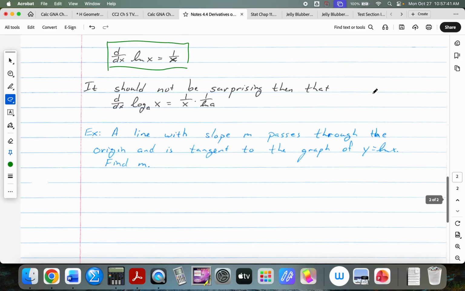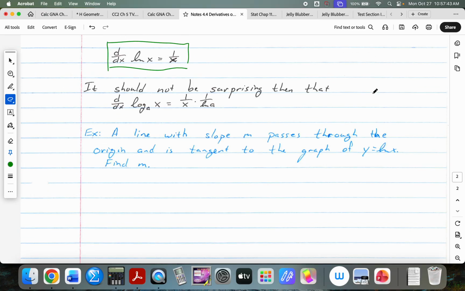And then I say it should not be surprising that the derivative with respect to x of the log base a of x is 1 over x times the natural log of a. And I have students who go, why is that not surprising? Well, it's because log base a of x is equal to the natural log of x over the natural log of a. So that when I take the derivative of that, the natural log of a just stays down there. It's a constant. And then the derivative of natural log of x is 1 over x.